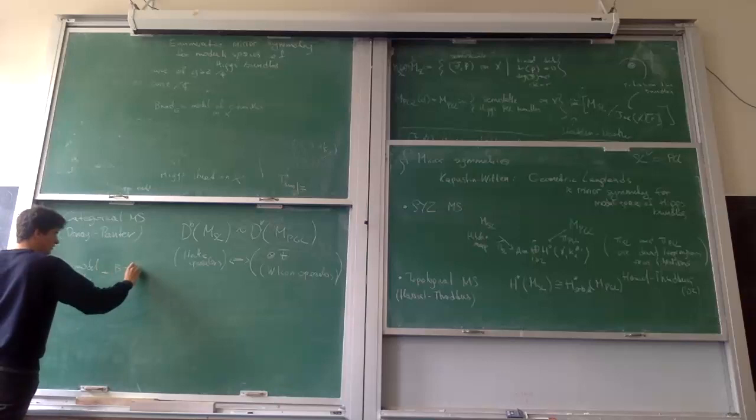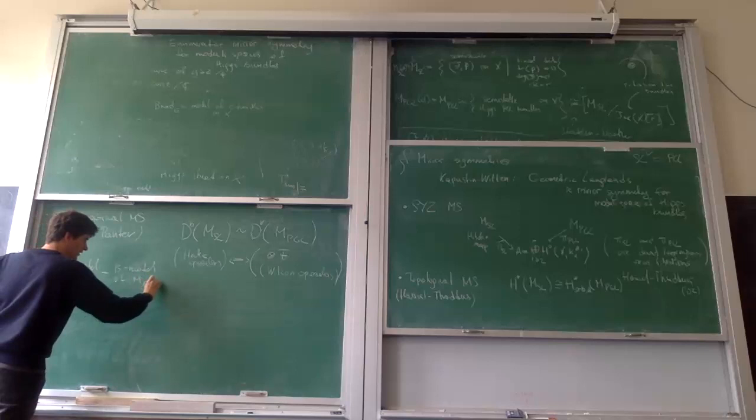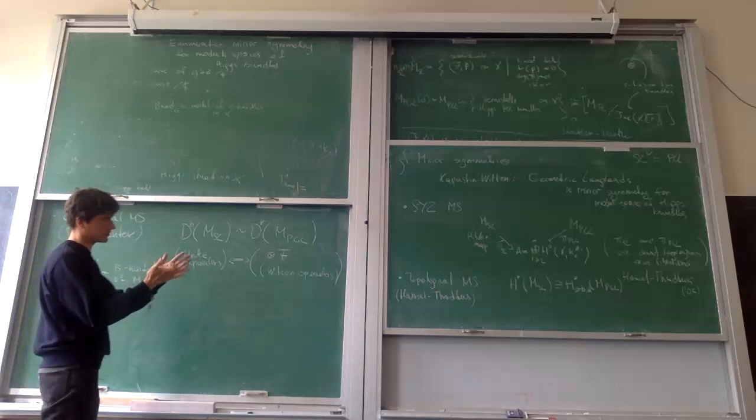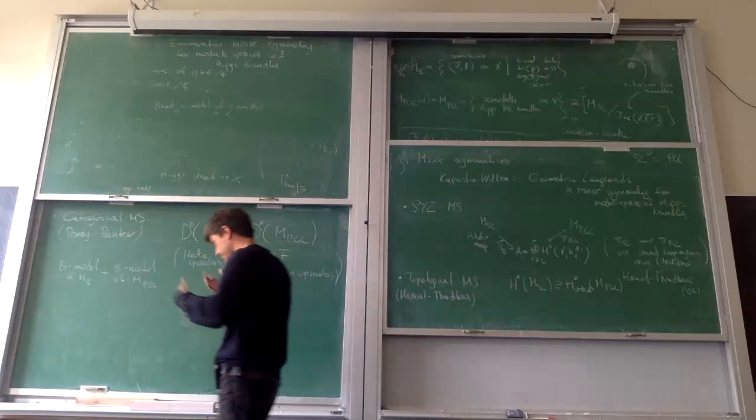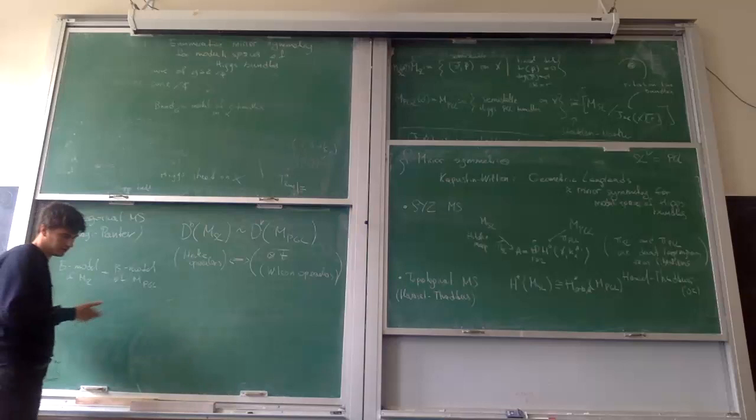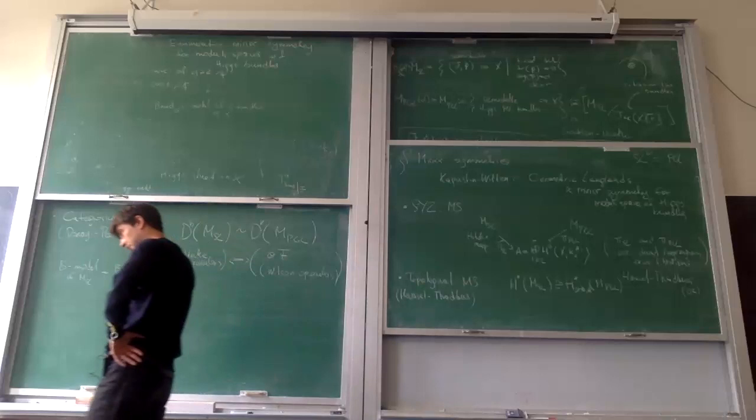But I guess you know what I mean. So B model on one side is equal to B model on the other side. Why is that? Well, because we fix the complex structure, and the moduli space of Higgs bundles is a hyperkähler manifold. So it has a P1 of complex structures and compatible Kähler structures.